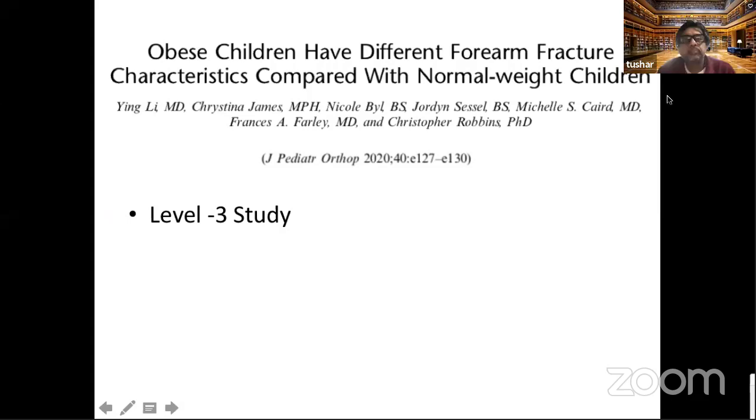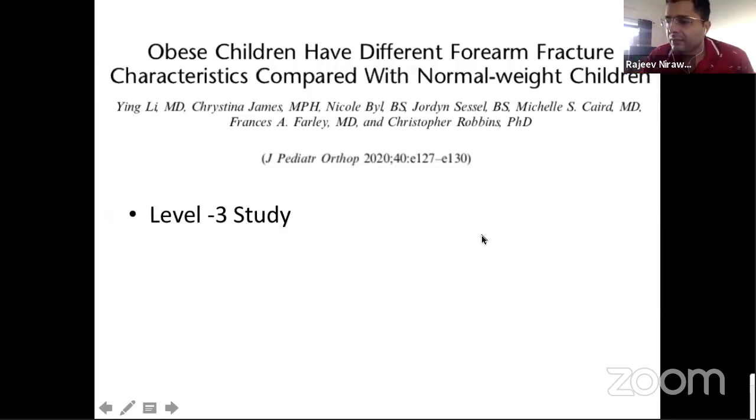Yes. Okay. So I'll be reviewing the first paper today. That's on obese children have different forearm fracture characteristics compared with normal weight children. So this is a level 3 study.